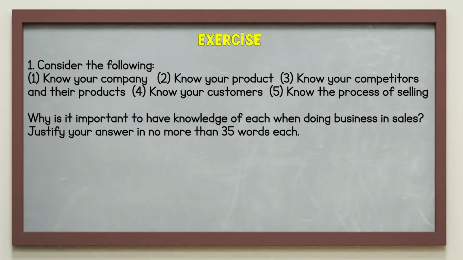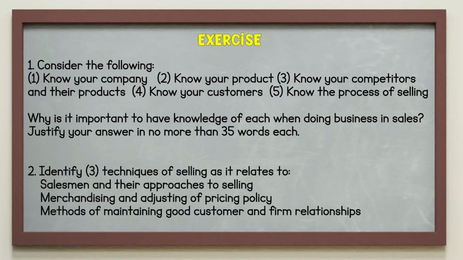Number 1, consider the following. Know your company, know your product, know your competitors and their products, know your customers, know the process of selling. Why is it important to have knowledge of each when doing business in sales? Justify your answer in no more than 35 words each. Number 2, identify 3 techniques of selling as it relates to salesmen and their approaches to selling, merchandising and adjusting of price policy, and methods of maintaining good customer and firm relationships.